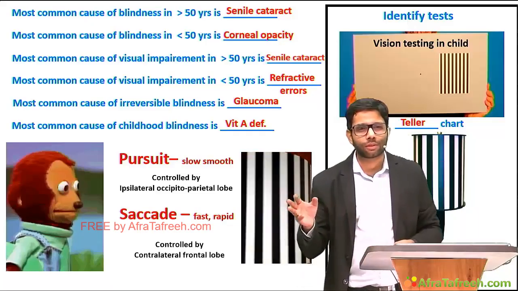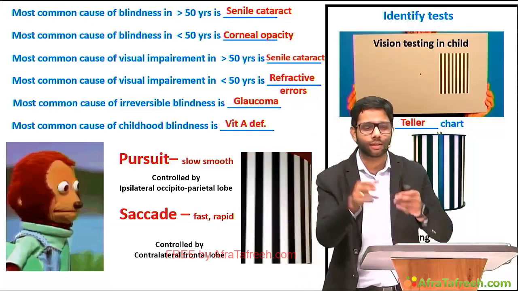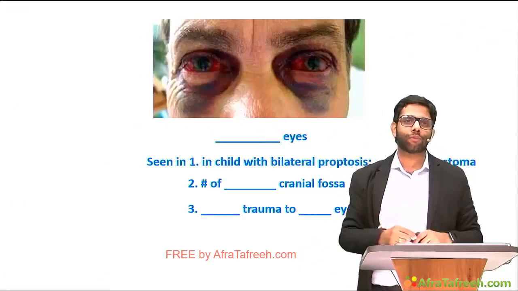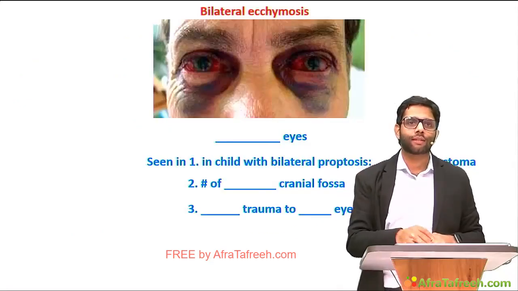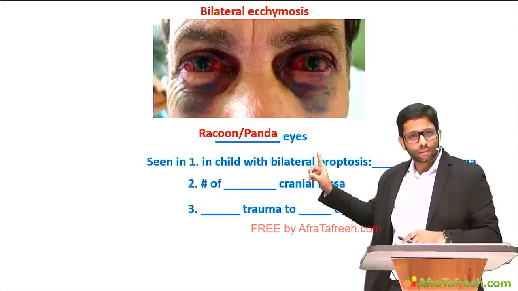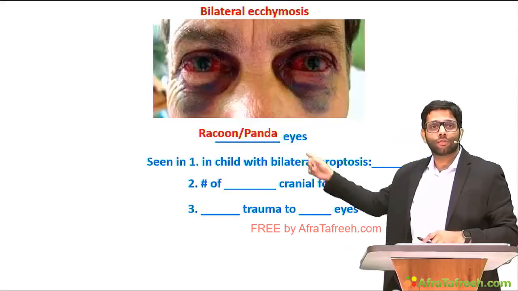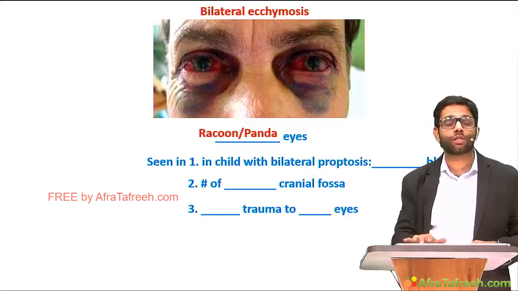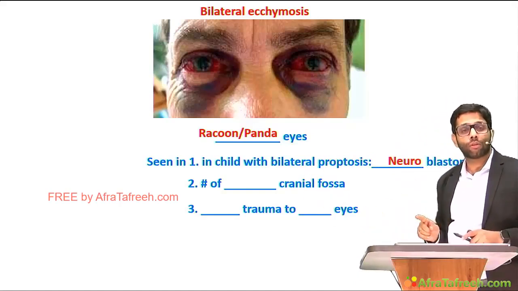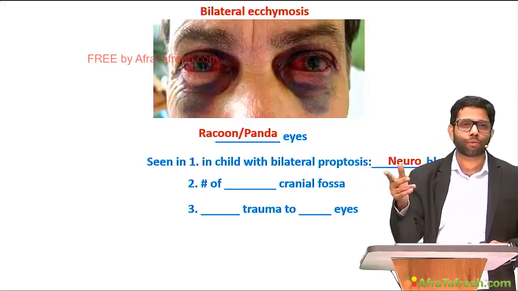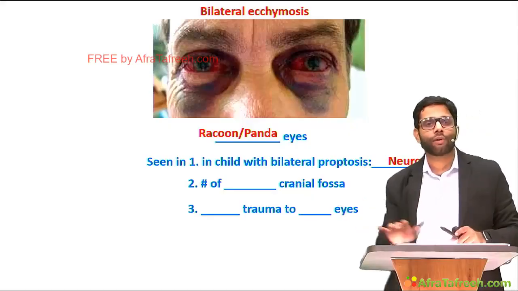If you sit in a park and do all these things, this is the end result. What is the sign? Bilateral ecchymosis. That is known as panda eyes or raccoon eyes. That can be seen in blunt trauma, yes. If you do all these pursuit saccades, it can be seen in child with bilateral ecchymosis, neuroblastoma. Most common bilateral proptosis in a child. Most common unilateral proptosis, I'm not taking, orbital cellulitis. Fracture of anterior cranial fossa.